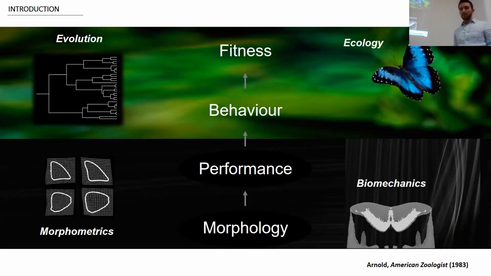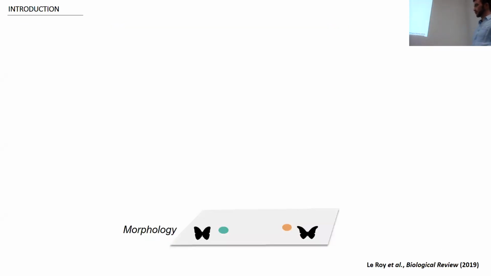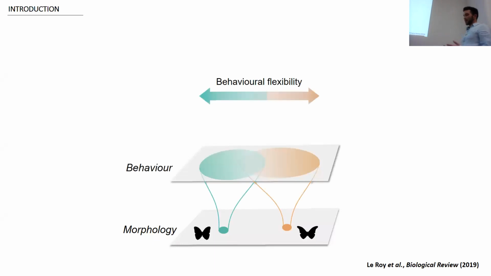So I applied this framework to wing shape and flight in Morpho butterflies. In these butterflies, we have two different morphologies, rounded and elongated wings. These two morphologies can be associated with a range of flight behaviors because behavior is more flexible than morphology. And as you can see, the two behavioral ranges are partly overlapping, meaning that different morphologies can enable performing similar flight behavior, while each being more efficient in performing some specific flight behavior.